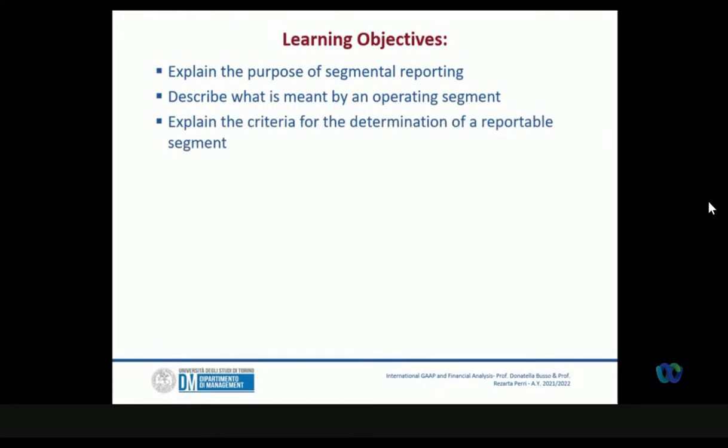The other thing that we need to learn is the criteria to determine what is a reportable segment. We may have thousands of operating segments, but they do not all fulfill the condition to be reported separately in the notes of the financial statements. There are some thresholds that should be met in order for a segment to become reportable, to be required to be reported and disclosed separately in the financial statements.